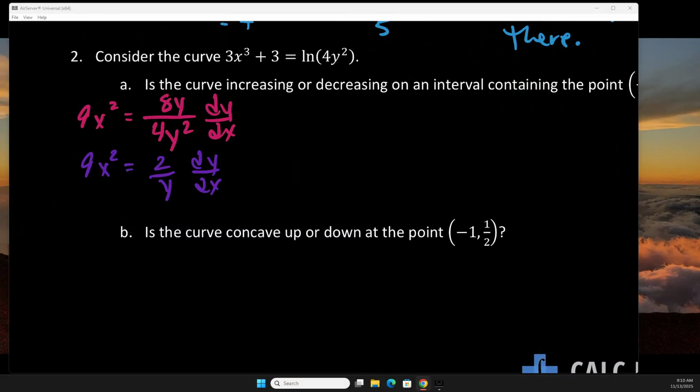Alright, and then we're going to multiply by the reciprocal of that to get dy over dx. So it looks like it should be 9x squared y over 2. Y'all okay with that? Why do you multiply by the reciprocal? To solve it for dy over dx.